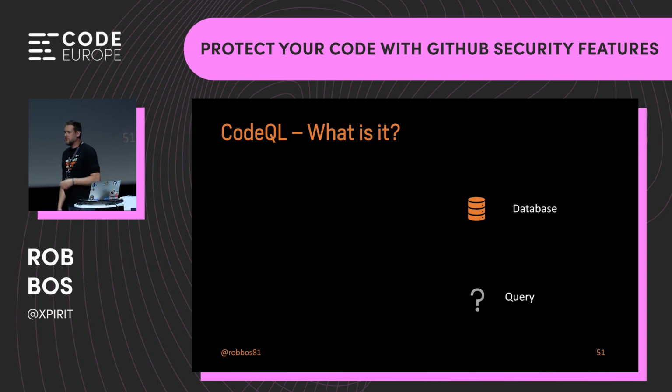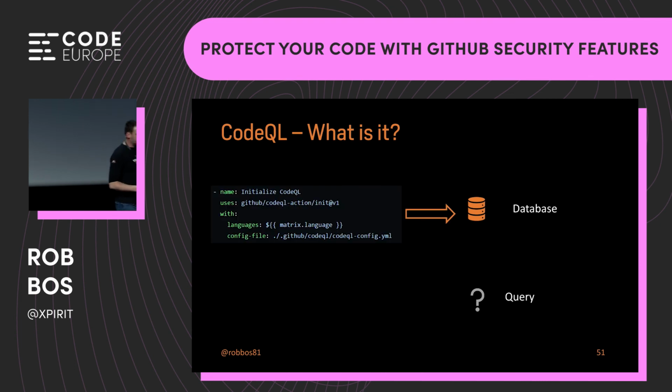CodeQL stands for Code Query Language. And with queries, we're developers, we know that there's a database involved and you run queries against it. This runs on top of GitHub Actions. This is an example of an action that we call, where we say we want to initialize the database and start working on it. And if you then have a code base that needs to be compiled, for example, you compile your code afterwards, it will pick it up and it will build up a database of all the traversal paths in your code.